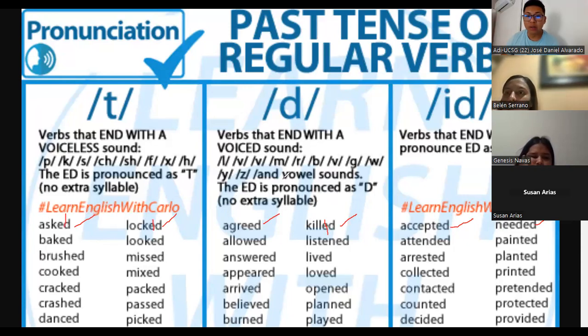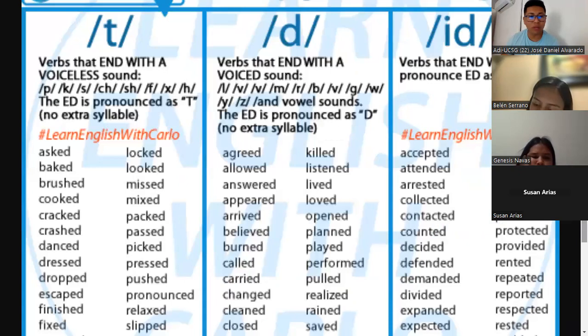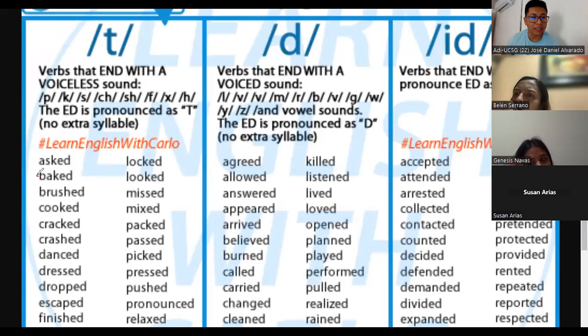Okay. So, cada uno vamos a ir leyendo a row, una fila. Recuerden que los últimos son los que pronunciamos la ed. Okay, I'm going to start with Belén in the second row of verbs. Sorry, let me, okay.